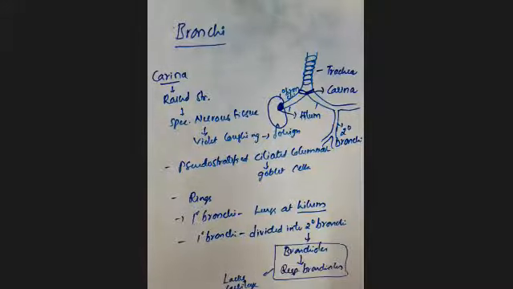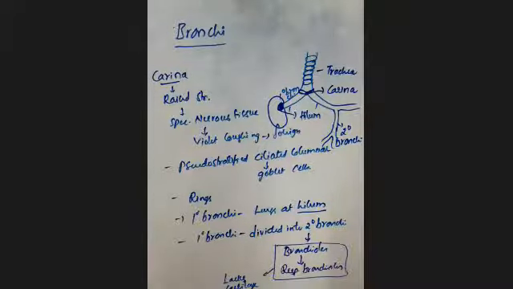See, this is about the bronchi. Mainly, if you see the function of the bronchi, it provides a passageway for the air to move in and out of the lungs. What is the main function of the bronchi? It provides a passageway for the air to move into and out of the lungs.